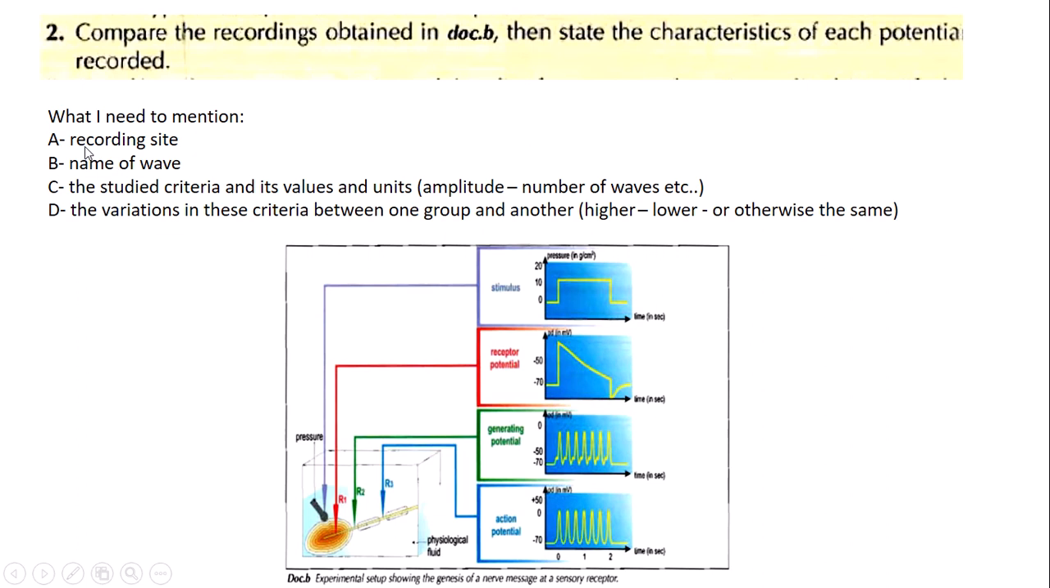I need to mention the recording site where I'm actually recording this wave, the name of the wave, the studied criteria and its values and units, meaning the amplitude, the number of waves, etc. And the variations in these criteria between one group and another. Is it higher, lower, or otherwise the same? Then I will make my conclusions. I think I didn't write the characteristics at the end, but I will say them orally.